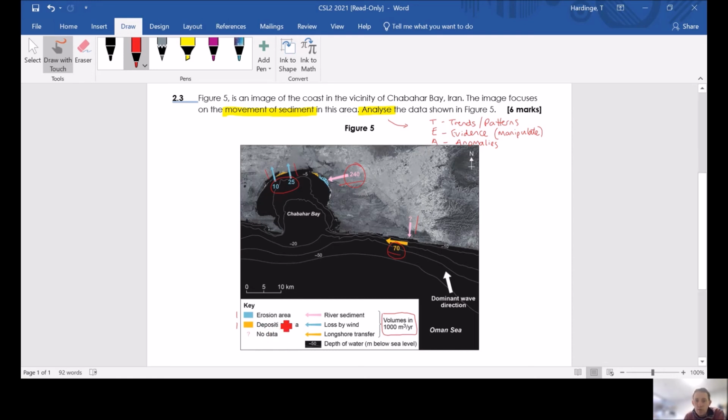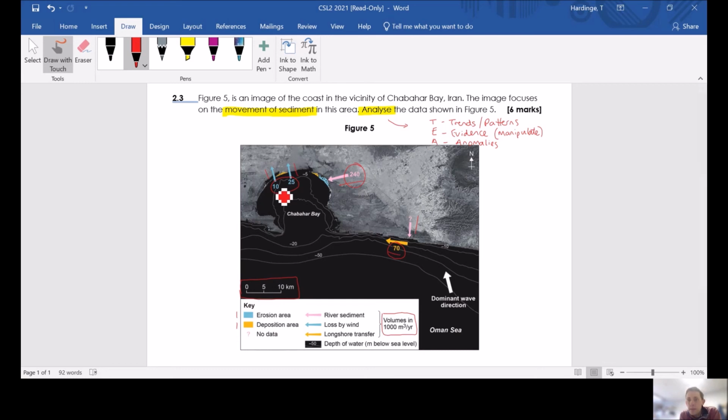In terms of these erosional areas, think about also the size of those. You have got a key down here in the bottom left-hand corner of the map. So use that to help you approximate the size of those areas relative to each other.